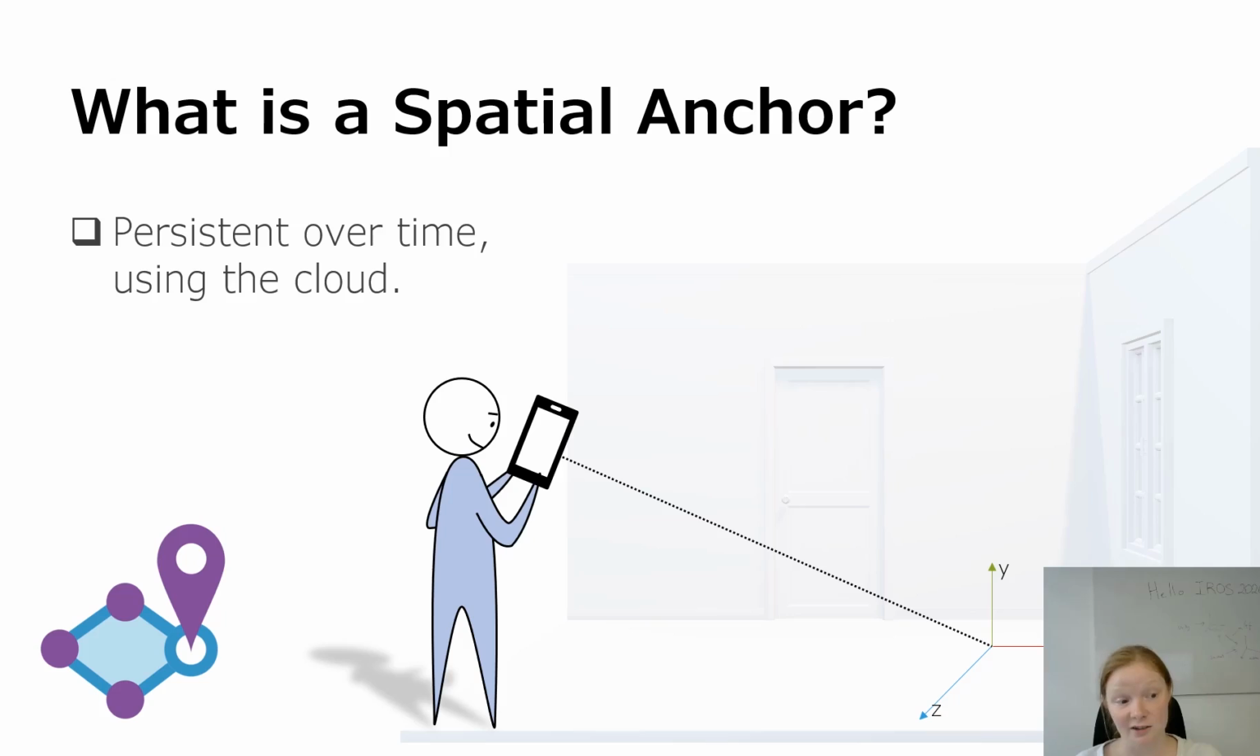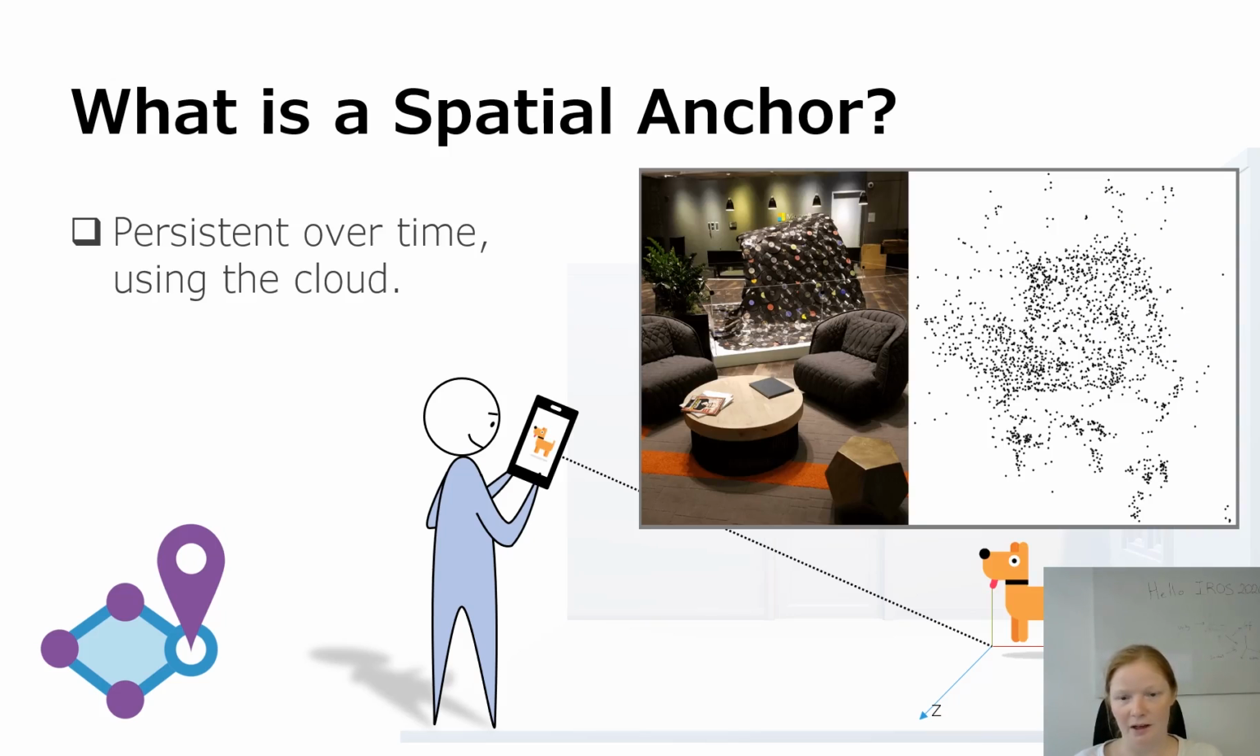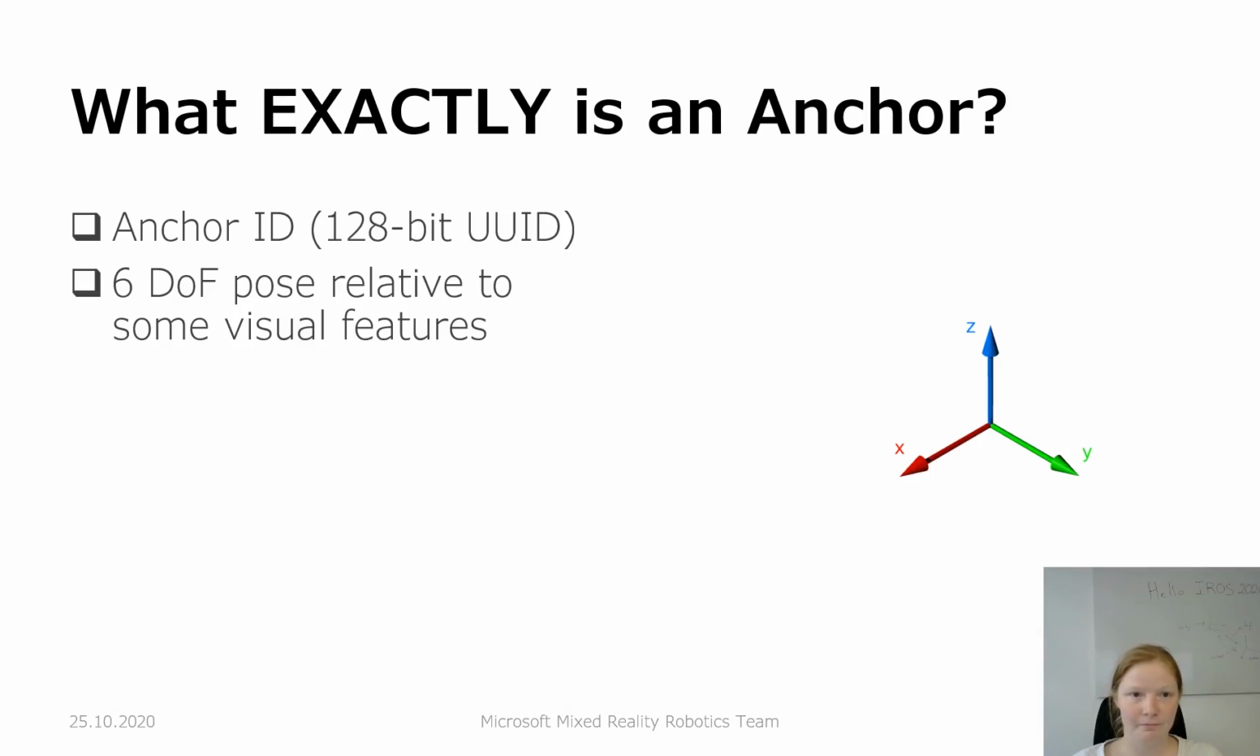So you need an internet connection to be able to access them. And of course, you can place digital content on top of them, and in the back end, they're actually stored as collections of sparse visual features. So what exactly is an anchor? How do we access them? How do we use them? How do we refer to them?